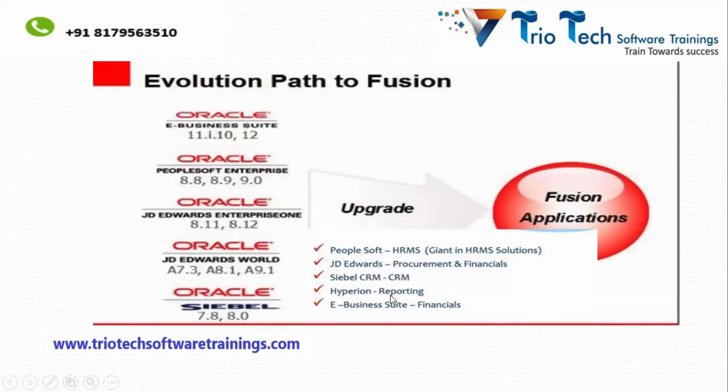Similarly, Hyperion was for reporting related activities, the financial reporting and other key statistical reporting. Hyperion was a tool that was one of the leading market players, which they again acquired and integrated into the Oracle Fusion suite. E-Business, as I mentioned, was their own homegrown product for financials, which they went on to enhance by integrating all these modules. And then gradually EBS was also converted into the Fusion financials, or the Fusion applications.